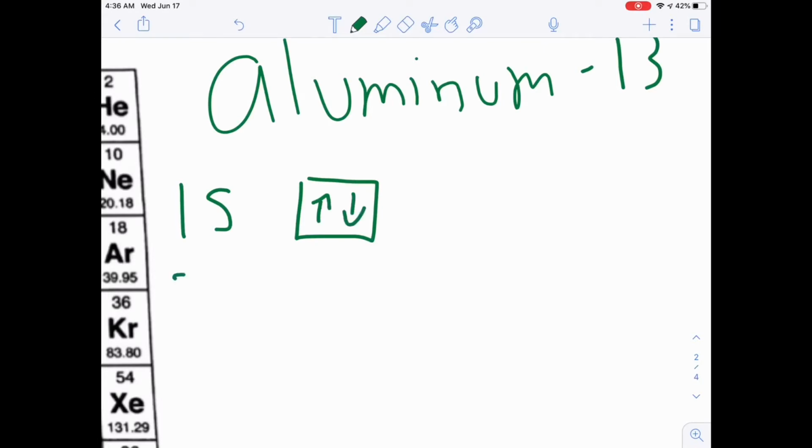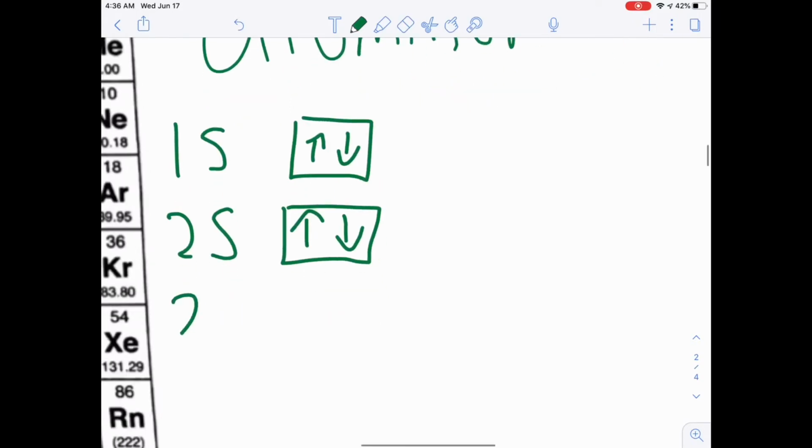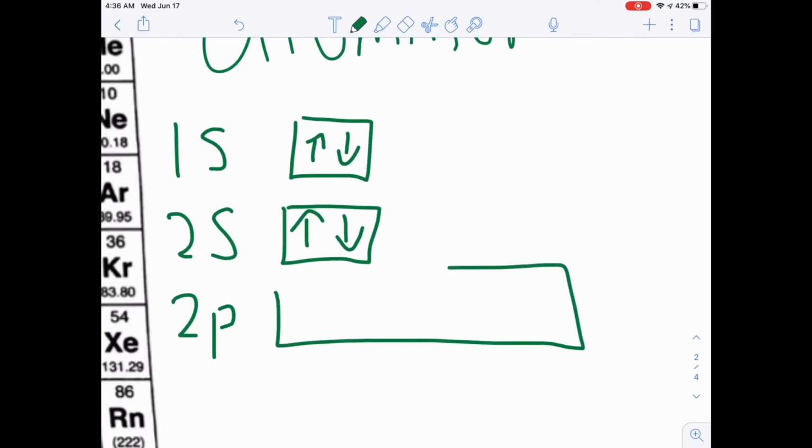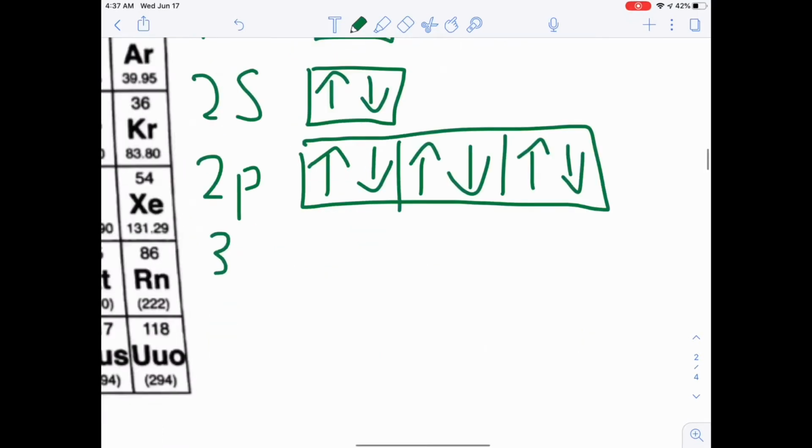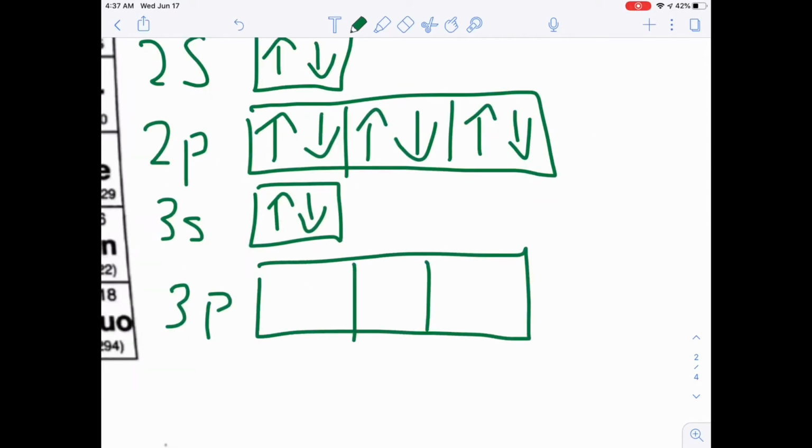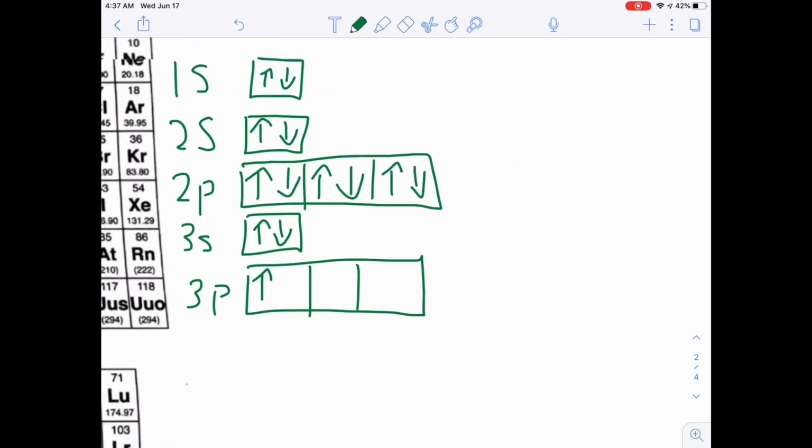So we know that the S block can hold 2 electrons max, and we know the P block can hold 6 electrons max. Now that doesn't mean you need to fill it, but it's just the max, and that's all we need to know for this problem. So now we're going to be filling in these boxes with the arrows until we get to 13 total.